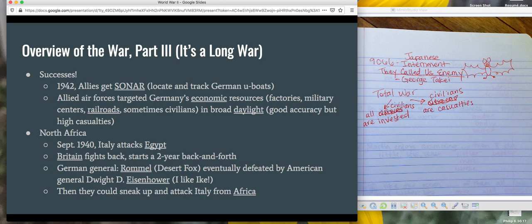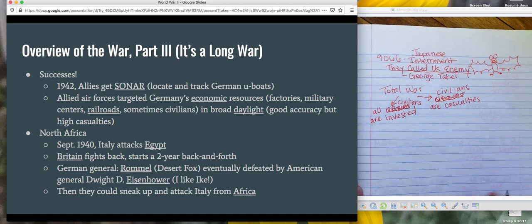So, the Allied air forces start targeting Germany's economic resources in broad daylight. This does result in civilian casualties. It has good accuracy for the air forces, but high casualties because the German defense can see them better to shoot at them more effectively.